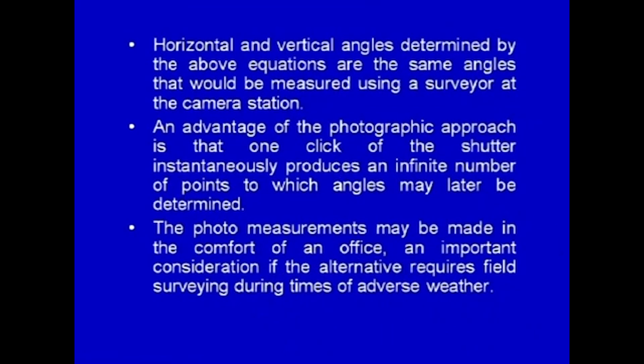The horizontal and vertical angles determined by the above equations are the same angles that would be measured using a surveyor at the camera station. An advantage of the photographic approach is that one click of the shutter instantaneously produces an infinite number of points to which angles may later be determined. The photo measurements may be made in the comfort of an office, an important consideration if the alternative requires field surveying during times of adverse weather.